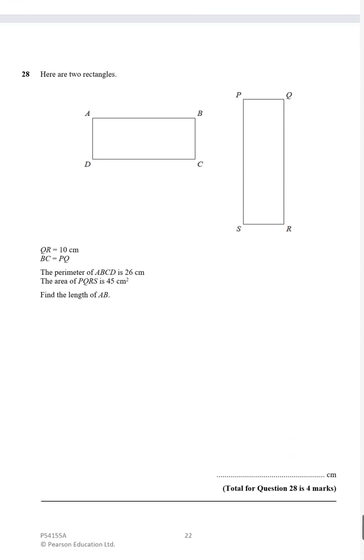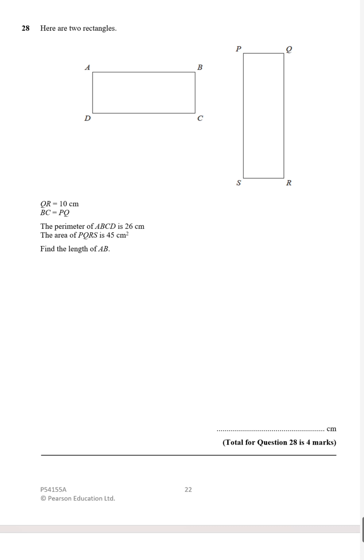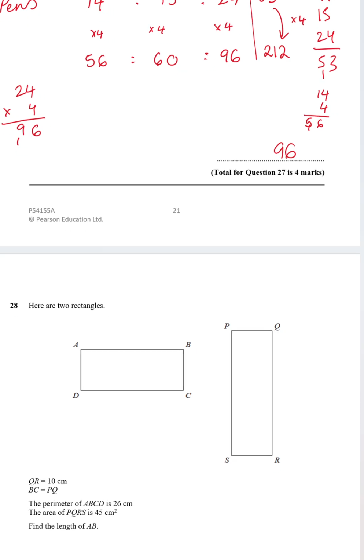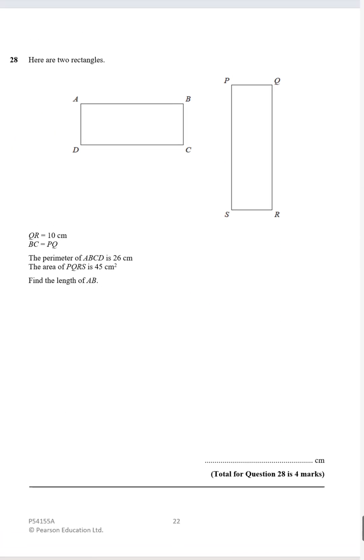Question 28. Here are 2 rectangles. QR equals 10 centimetres. Let's write that on over here. BC, so here's BC, equals PQ. Here's PQ. Remember, when we're told 2 things are equal, we want to label them with the same variable. The perimeter of ABCD equals 26 centimetres. I'm going to write that down underneath. The area of PQRS, I'm going to write that one inside, is 45 centimetres squared. Find the length of AB.